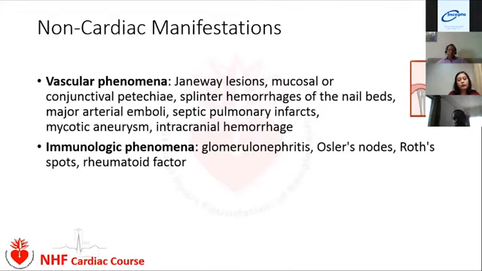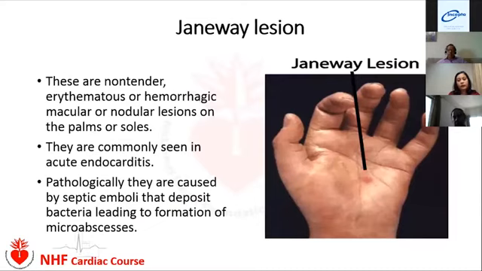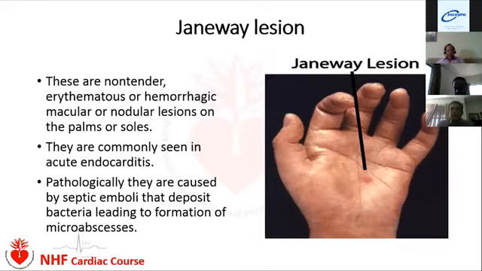So this is a Janeway lesion. These are non-tender, erythematous or hemorrhagic, macular or nodular lesions on the palms or soles. They are seen in bacteria leading to formation of microabscesses.